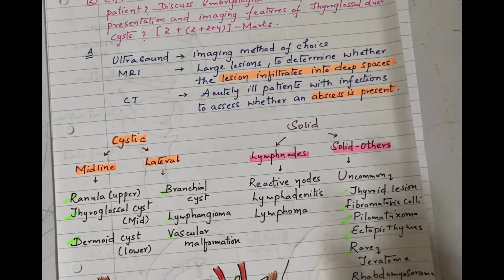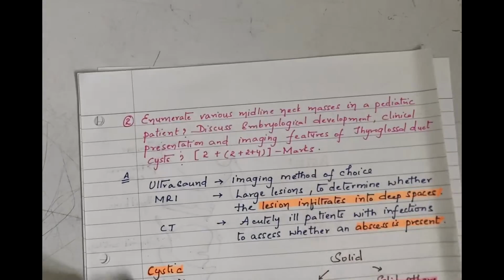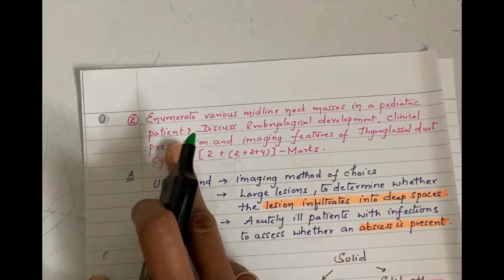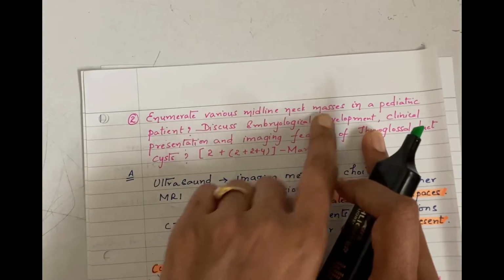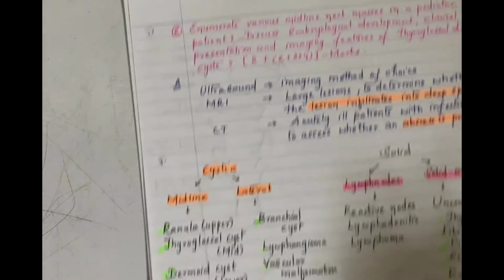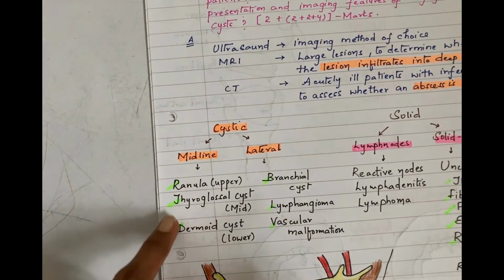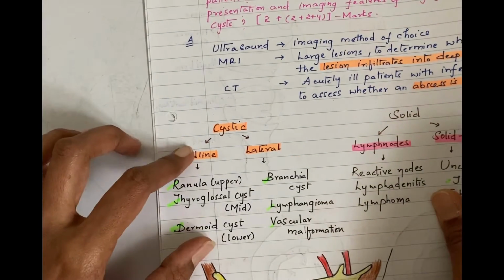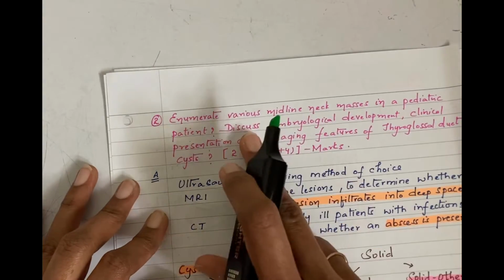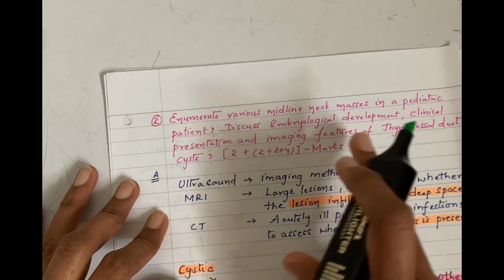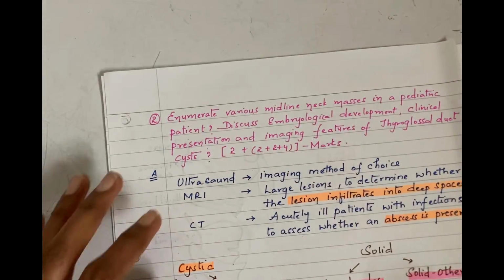So our question is midline neck masses in pediatric patients. There are 3: ranula, thyroglossal cyst and dermoid cyst. So you have got 2 marks. Then coming to embryology, clinical presentation and imaging features of thyroglossal duct cyst.